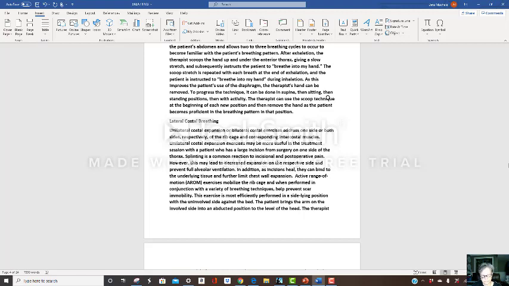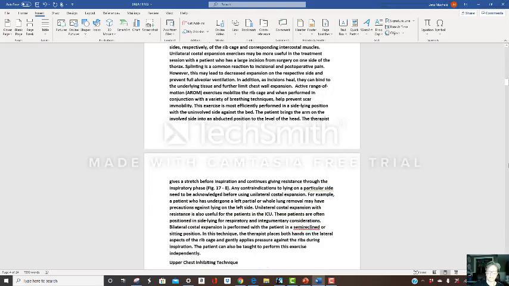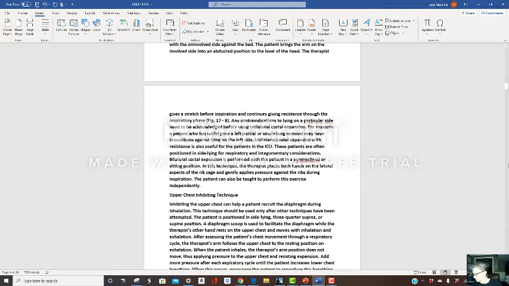This exercise is most efficiently performed in a side-lying position with the uninvolved side against the bed. The patient brings the arm on the involved side into an abducted position to the level of the head. The therapist gives a stretch before inspiration and continues giving resistance through the inspiratory phase, Figure 17.8.